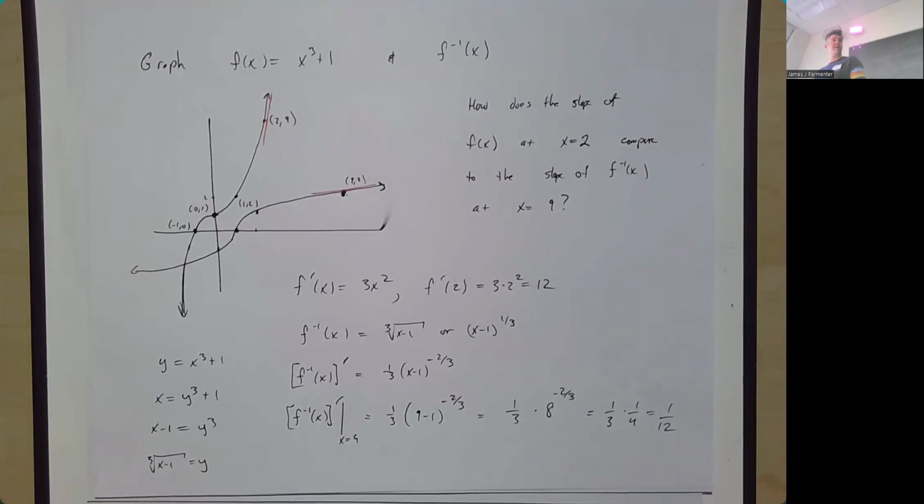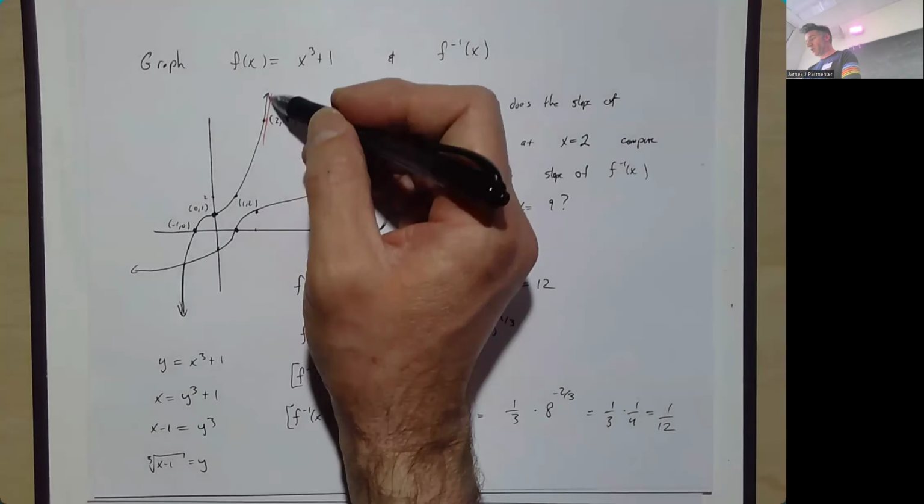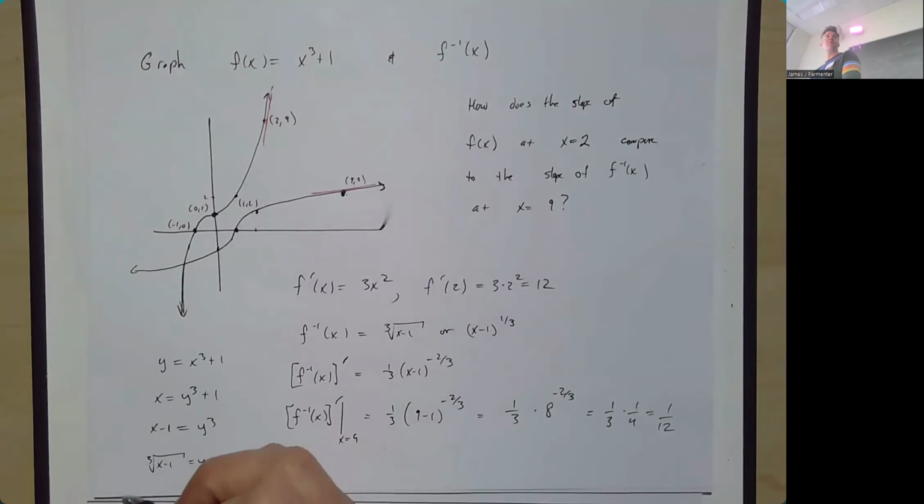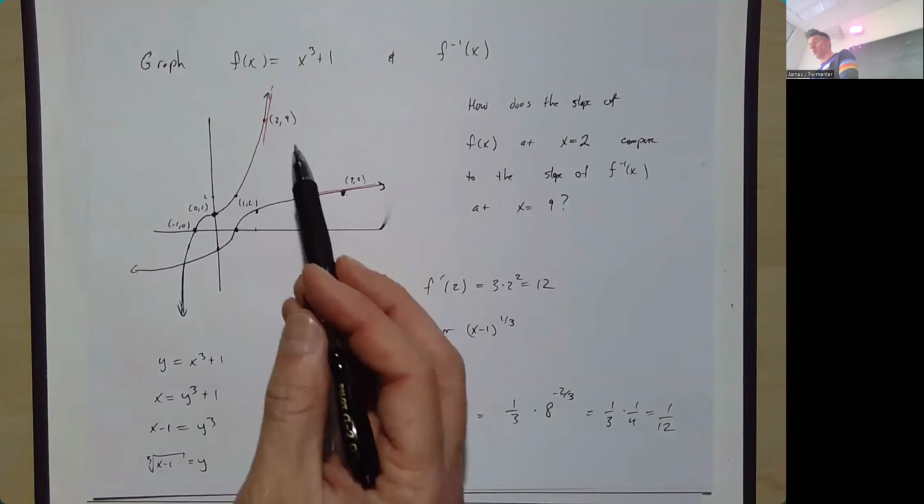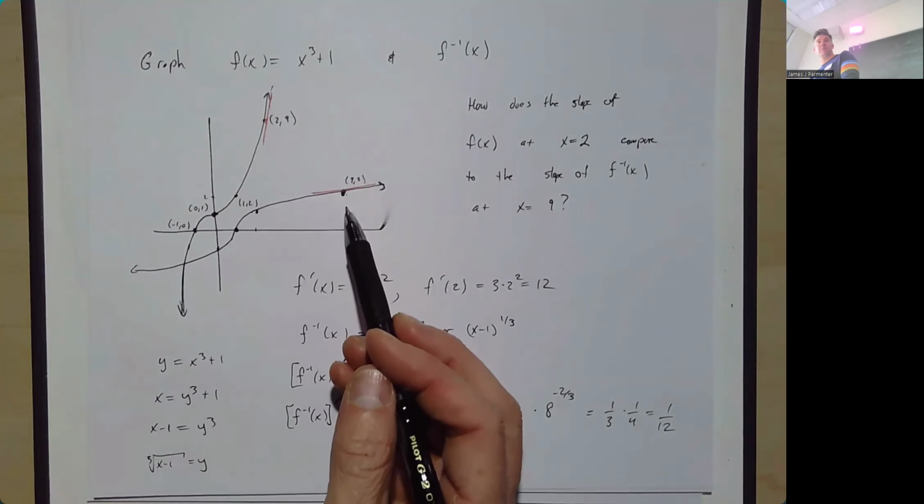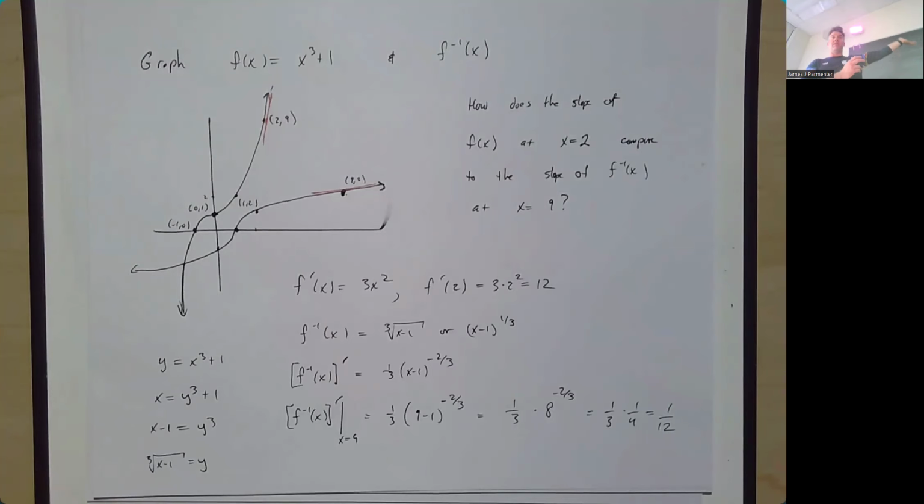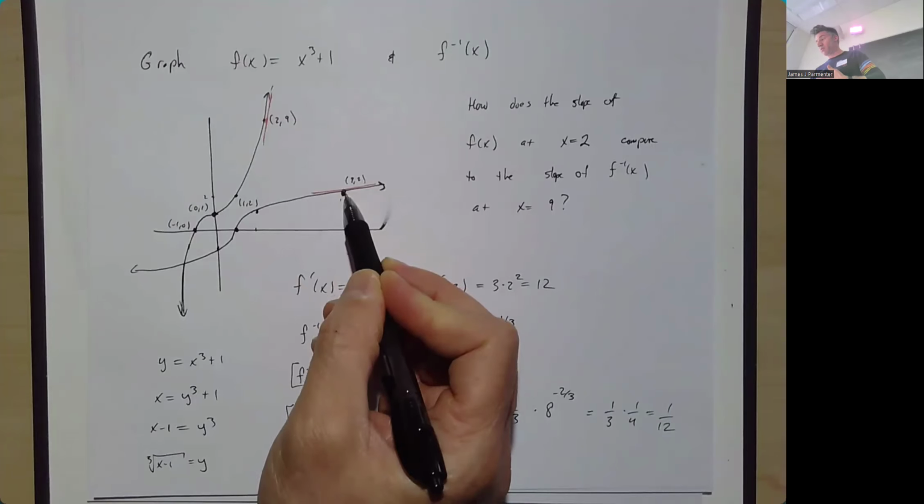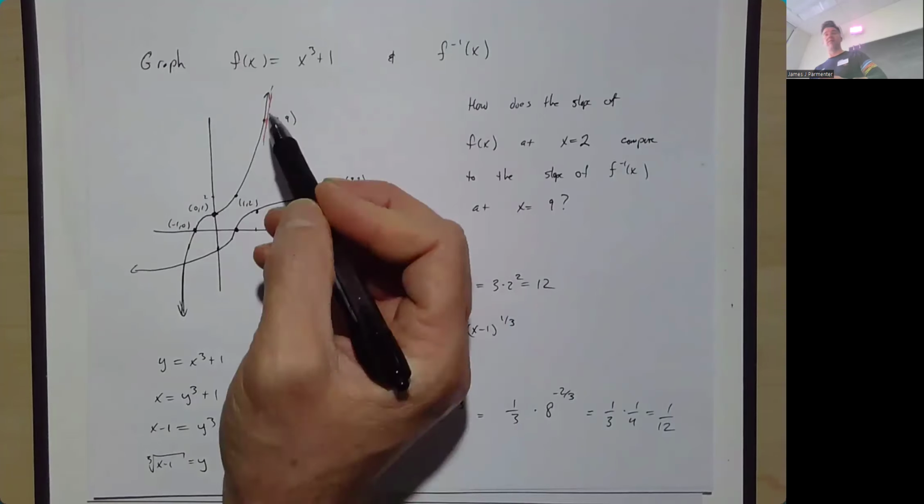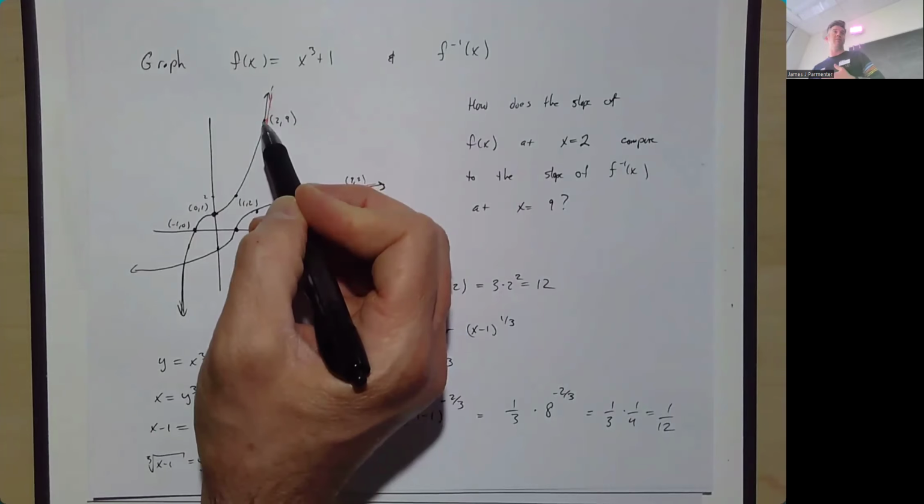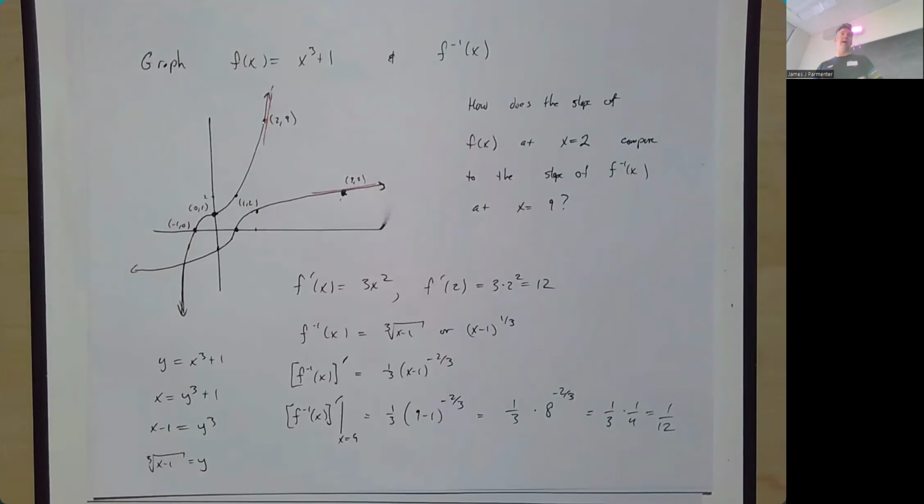So the thing I want you all to see here is that the derivative of the function at this point is equal to the reciprocal of the derivative of the inverse at the corresponding point. And that's what this theorem that I showed you actually says. It says that the derivative of f inverse at a point is equal to the reciprocal of the derivative of the original function at the corresponding point. That's the whole idea of the theorem.